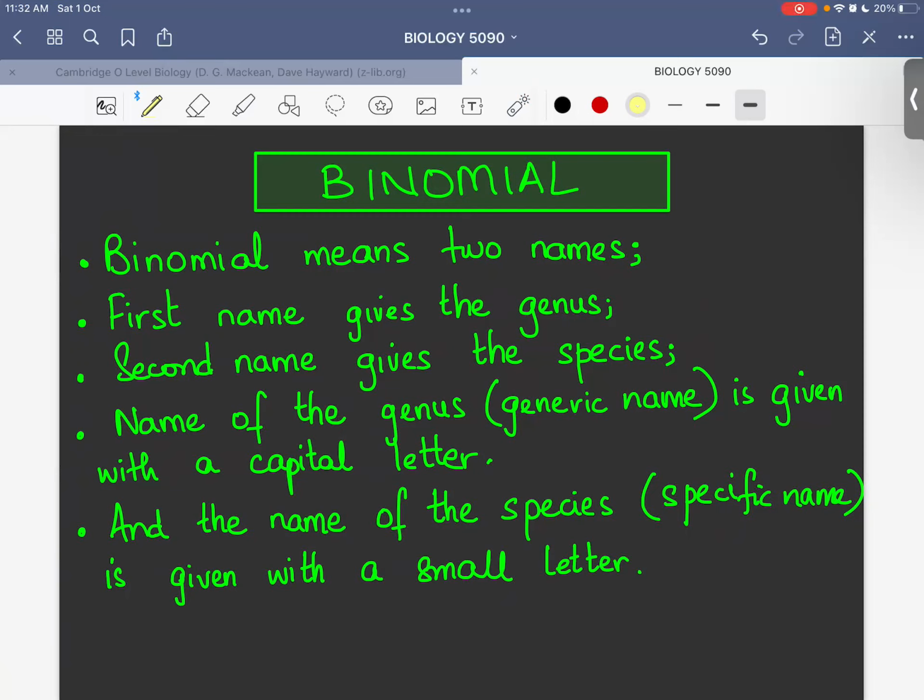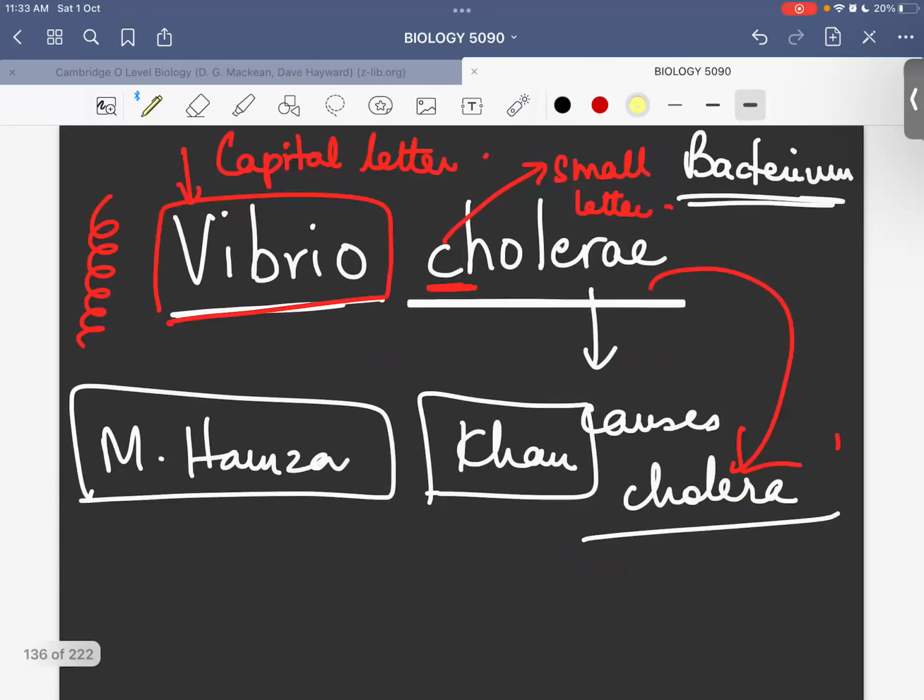Name of the genus is the generic name, the first name, right? Which always begins with a capital letter. The second name is known as the species name or the specific name. It always begins with a small letter. For example, these days because of rains and floods, cholera is very common. So cholera is caused by a bacterium whose name is Vibrio cholerae. Vibrio is its generic name. Cholerae is its specific name, the species.